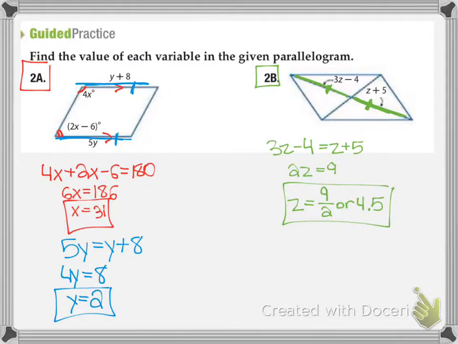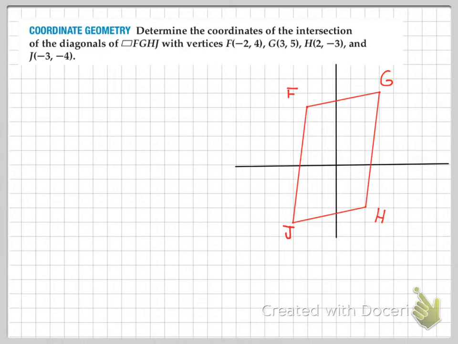There's one more type of problem in this video, though, that I want to go over, and it's this type right here. It says determine the coordinates of the intersection of the diagonals of parallelogram FGHJ with the vertices given. Okay, so it gives you all the vertices there. And so I went ahead and graphed the parallelogram. You don't have to do that.